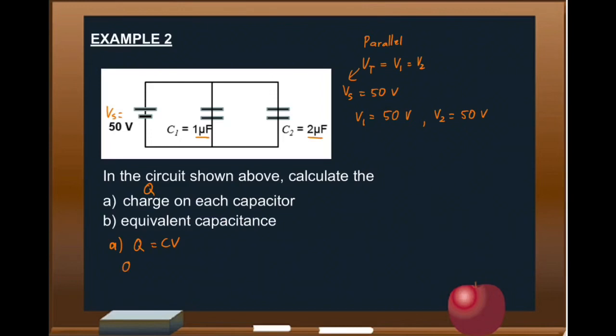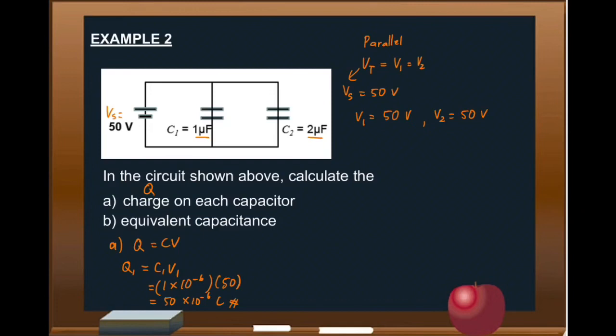So we want to find Q1 first, which is the charge on capacitor 1. The formula will be C1V1. C1 is 1 microfarad, so 1 times 10 to the power of negative 6 multiplied by V1, which is 50. And then you will get Q1 equal to 50 times 10 to the power of negative 6 coulomb.